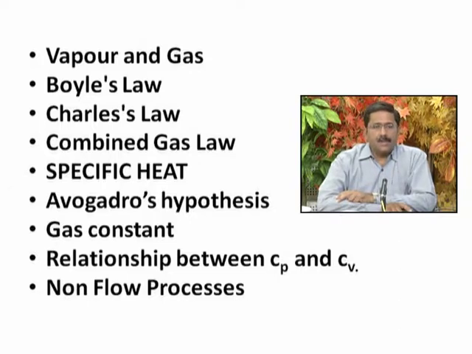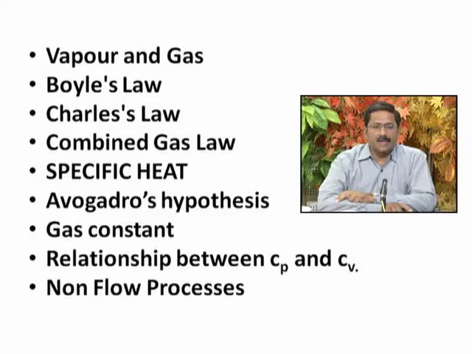Then we learned about specific heat, the specific heat for gas, and how it differs from solids and liquids. When we talk about the specific heat of a gas, we consider specific heat at constant pressure, Cp, and specific heat at constant volume, Cv. Then we learned Avogadro's hypothesis and the gas constant. Based on all this learning, we established the relationship between Cp and Cv.